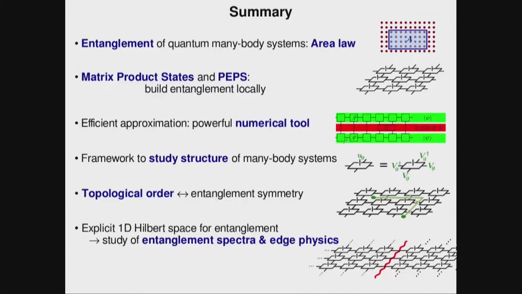Then an important property is that they allow us to locally study the structure of many body states by locally encoding physical symmetries and seeing them in the Hamiltonian and in the global physics. Topological order in these systems can be explained from a local symmetry again, which allows us to fully understand the structure of the topological states. And PEPS give us a way to find some explicit 1-dimensional space for the entanglement properties, which allow us to make this relation of entanglement and edge physics much more transparent.